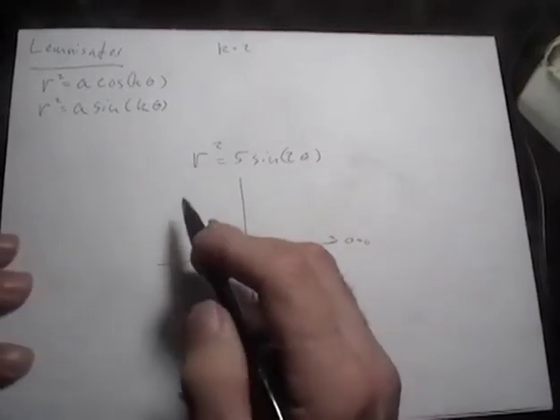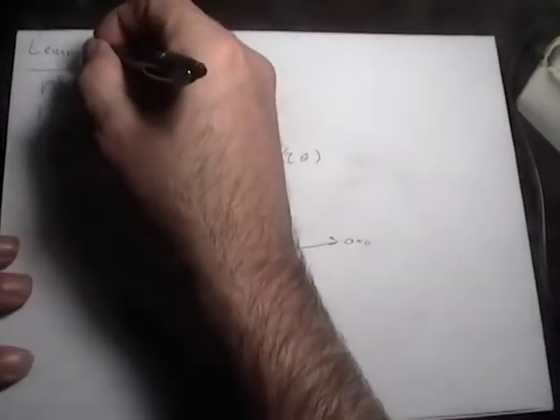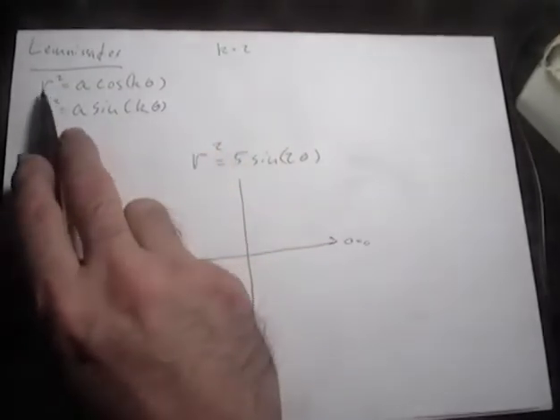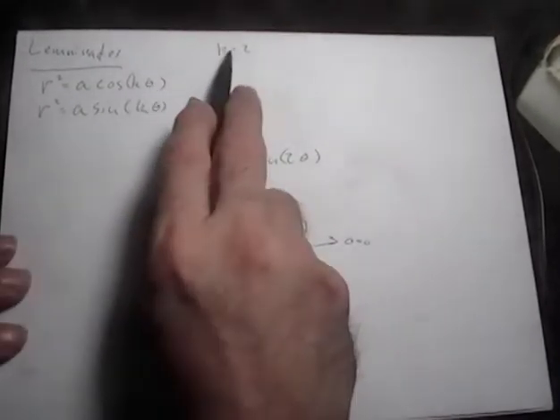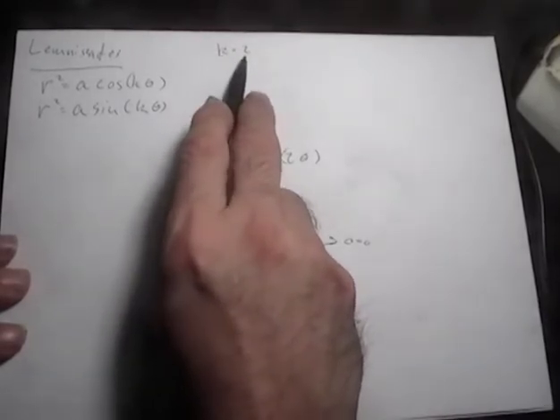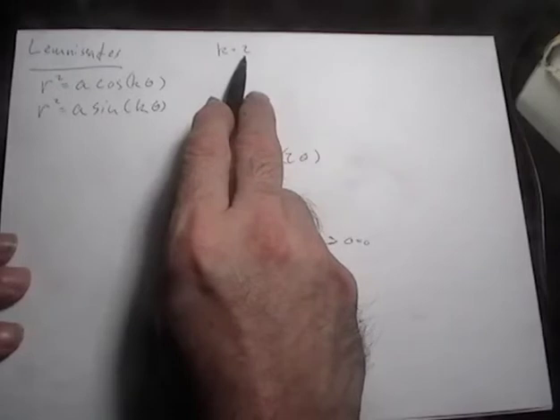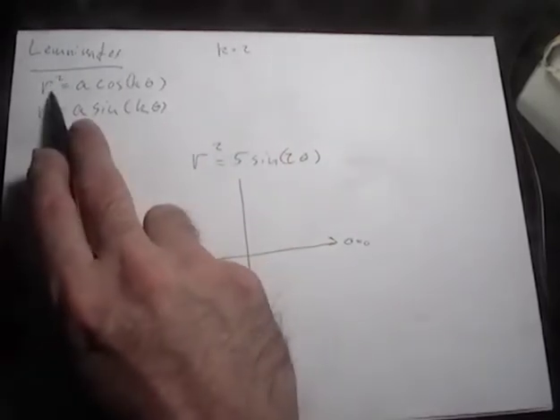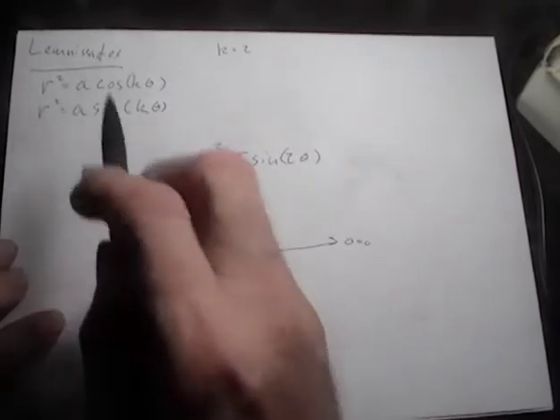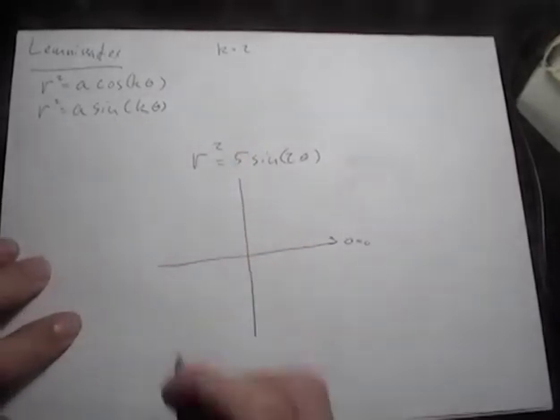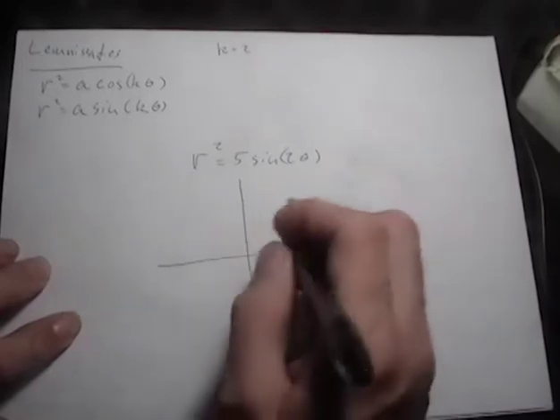And now for a type of graph known as a lemniscate. r squared is equal to a times the cosine of k theta. We'll be dealing with the case where k is equal to 2. What makes this different from a rose curve is that instead of an r, we have an r squared in this position. I'm going to start very similar to a rose curve.